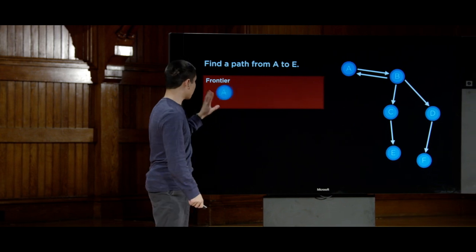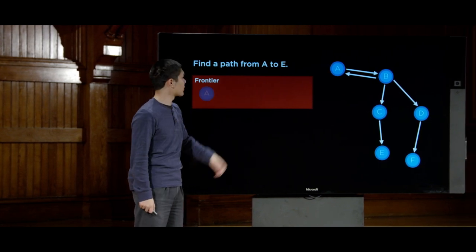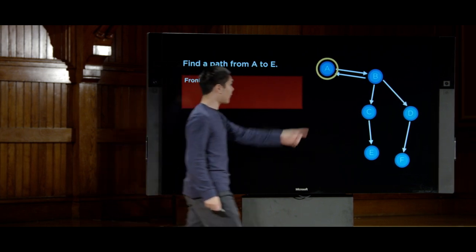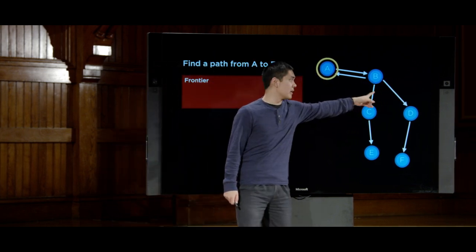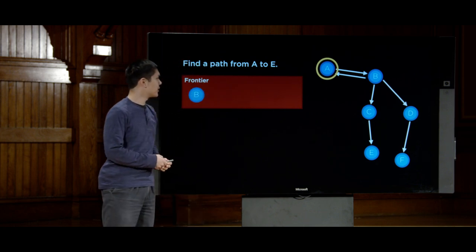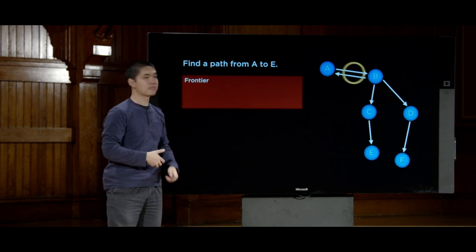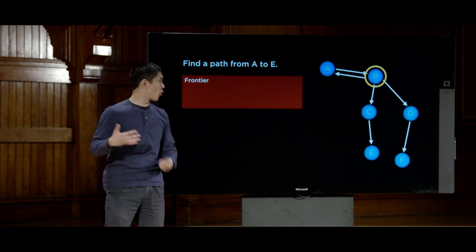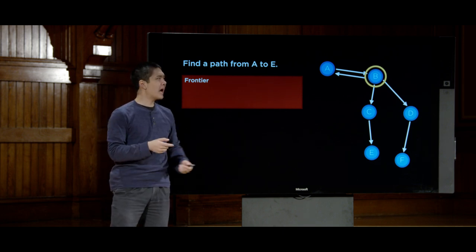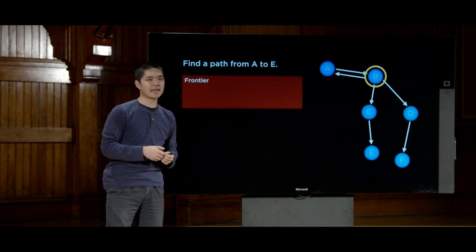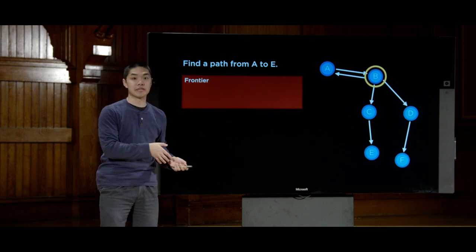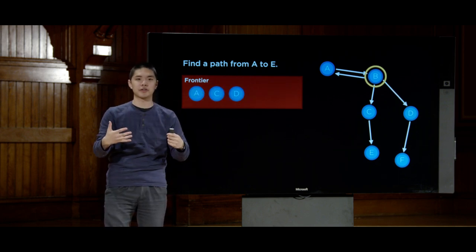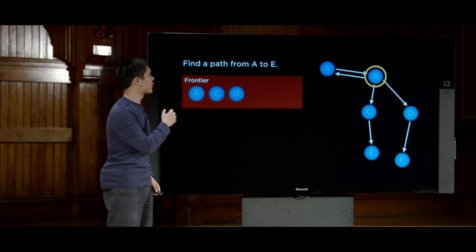Well, I'll begin with A, same as before, and I'll remove A from the frontier. And then I'll consider where I can get to from A. And after A, the only place I can get to is B. So B goes into the frontier. Then I'll say, all right, let's take a look at B. That's the only thing left in the frontier. Where can I get to from B? Before, it was just C and D. But now, because of that reverse arrow, I can get to A or C or D. So all three, A, C, and D, all of those now go into the frontier. They are places I can get to from B.